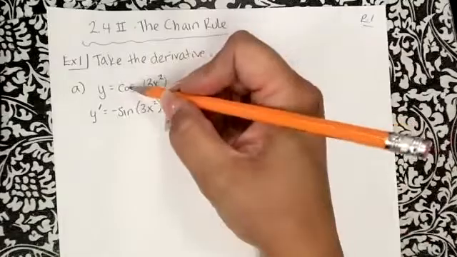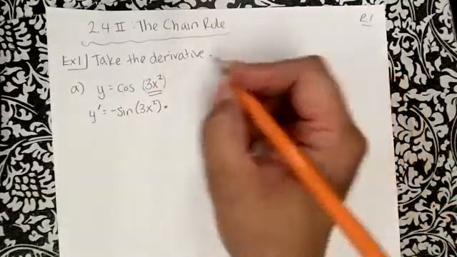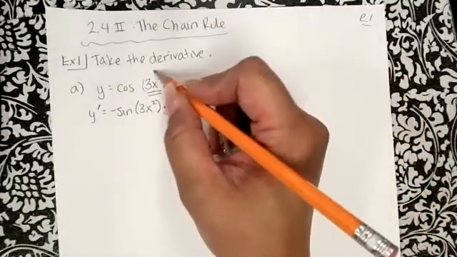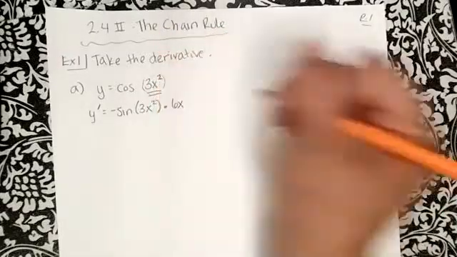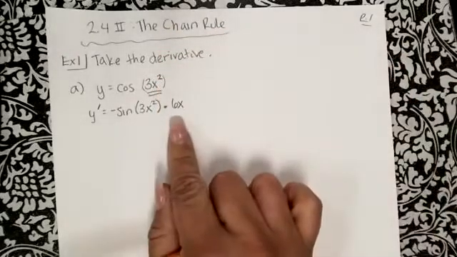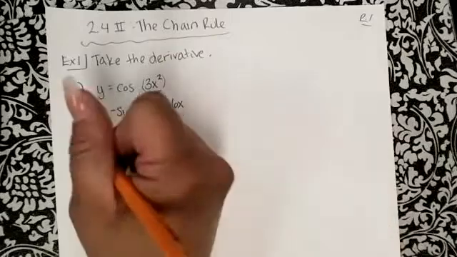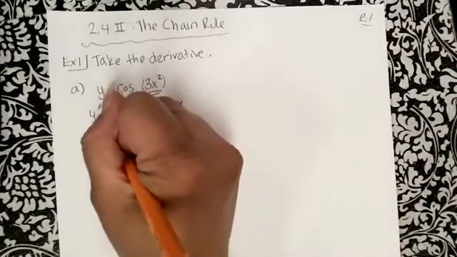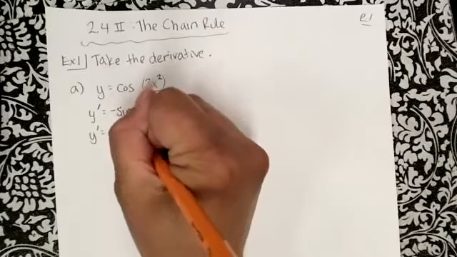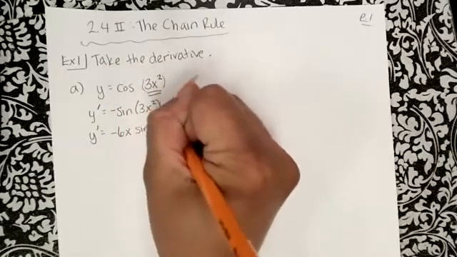Now I took the derivative of the outside. Now I have to take the derivative of the inside. The derivative of the argument, the derivative of 3x squared, is going to be 6x. Do not multiply the 6x inside the argument. I'm going to move the 6x to the front. So it's going to be negative 6x sine of 3x squared.